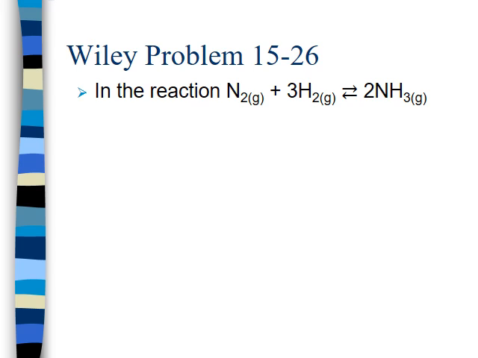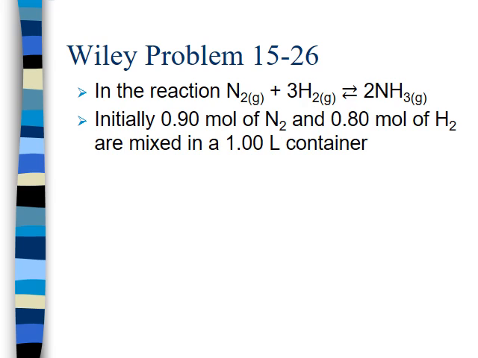So in 15-26, here's one of the problems. We have a reaction of nitrogen and hydrogen going to ammonia. 0.9 moles of nitrogen, 0.8 moles of hydrogen mixed in a 1 liter container. This helps us a lot because if our container is 1 liter, then our moles equals molarity. We're going to put molarity values into our ice table.